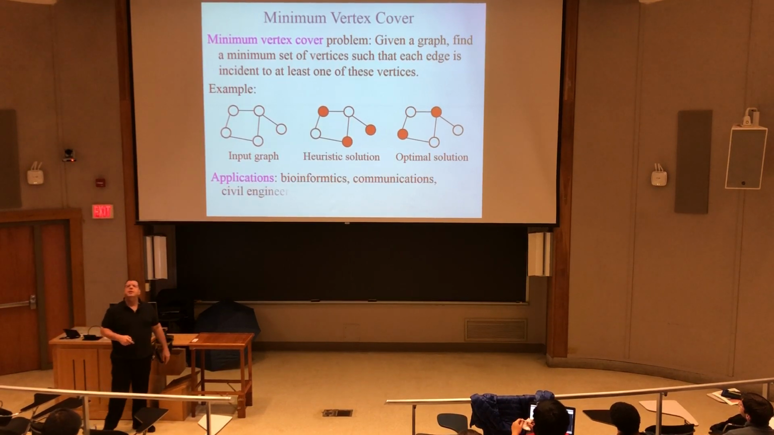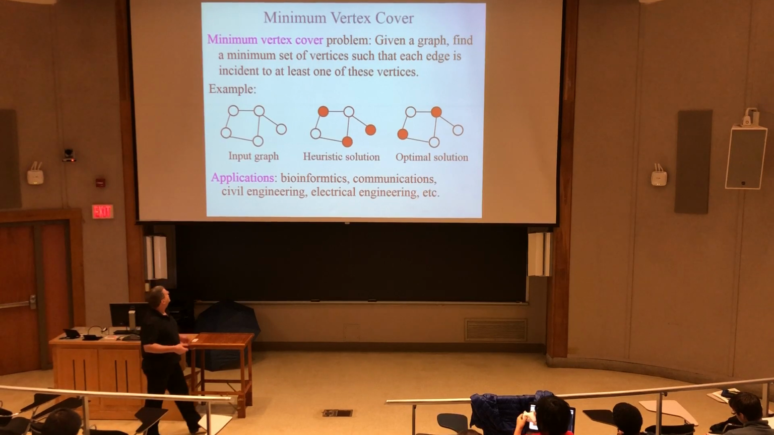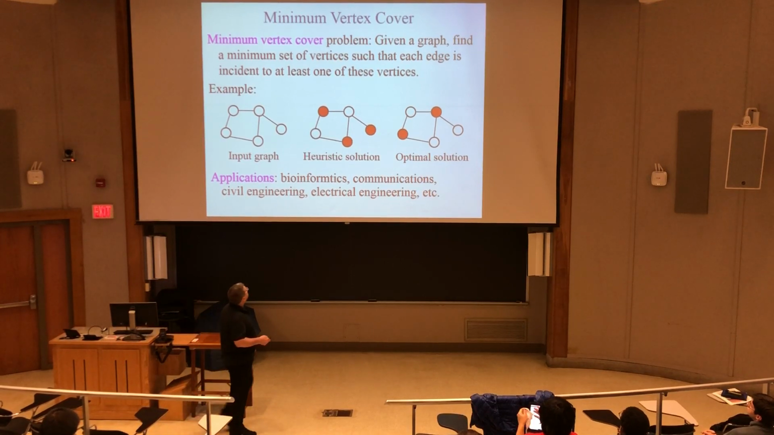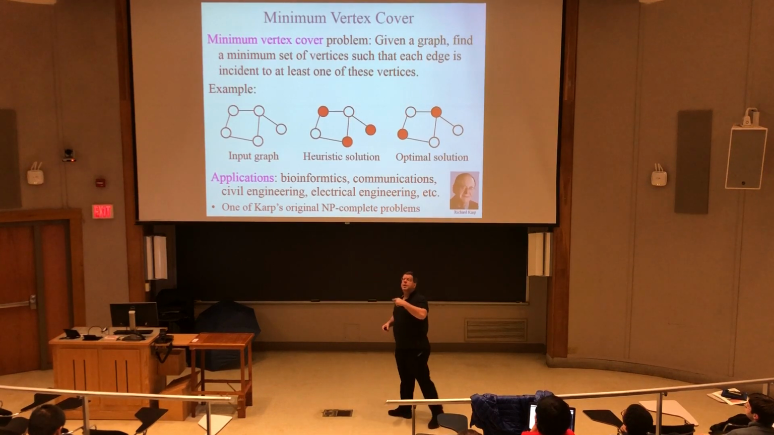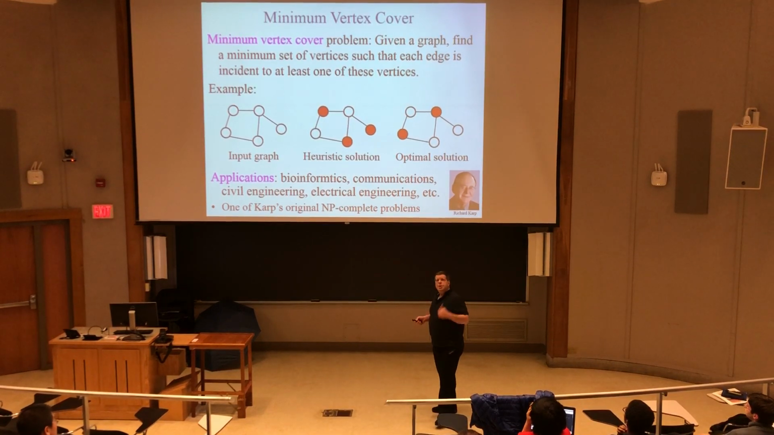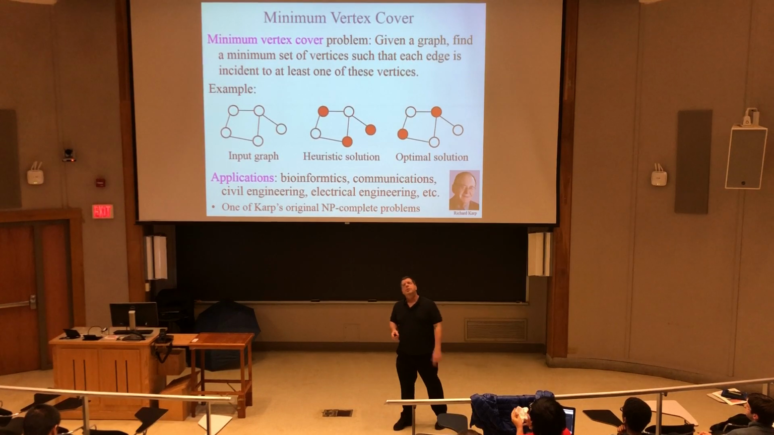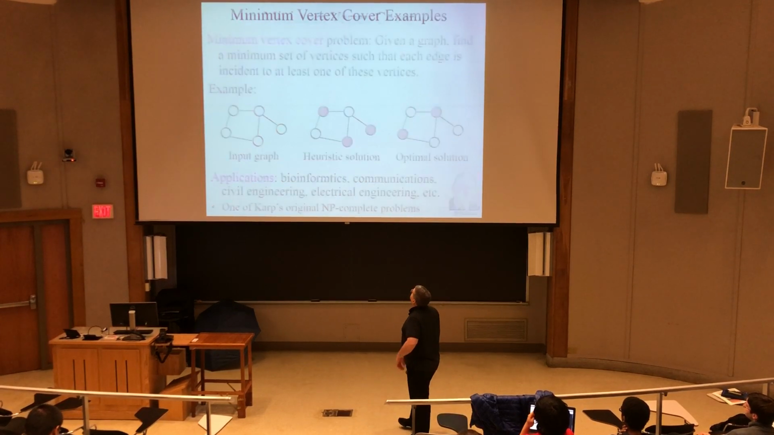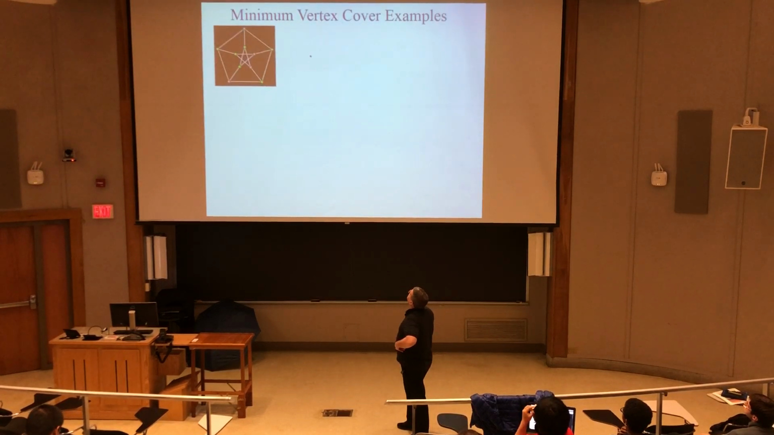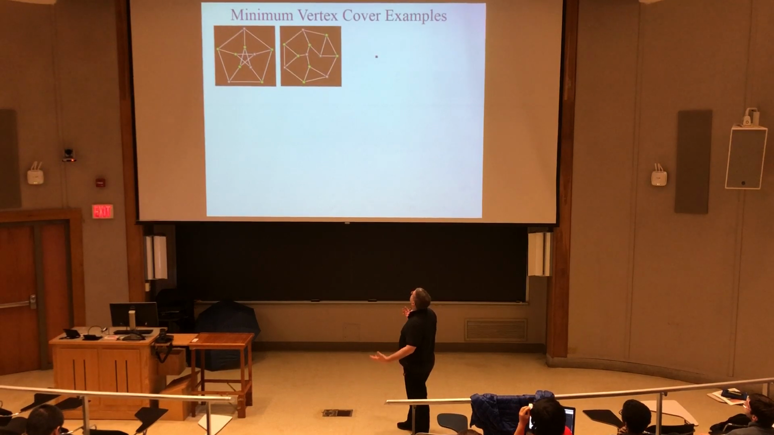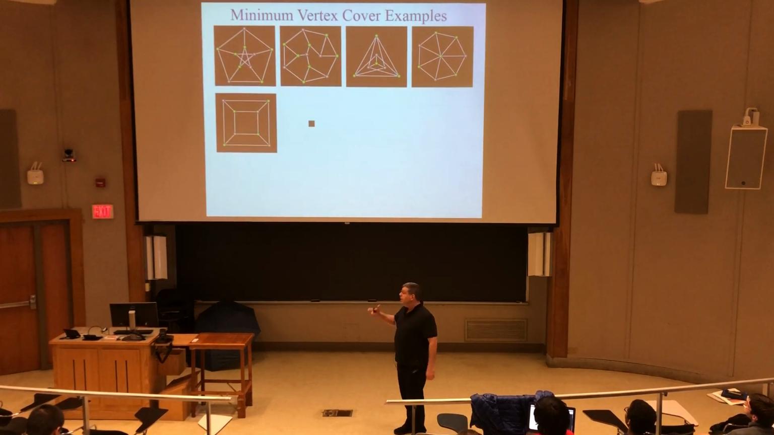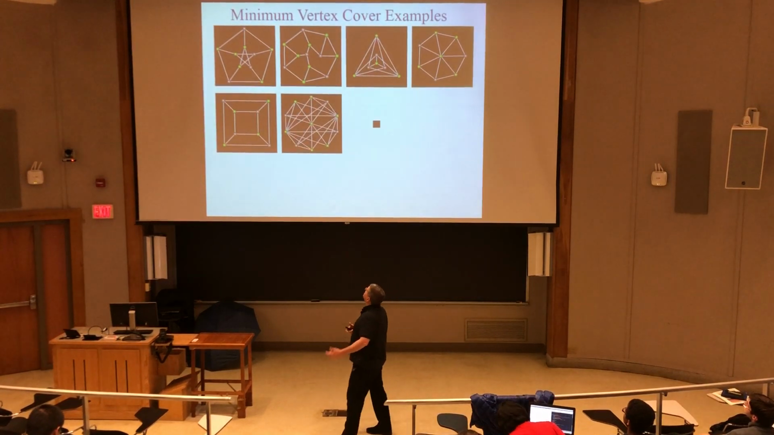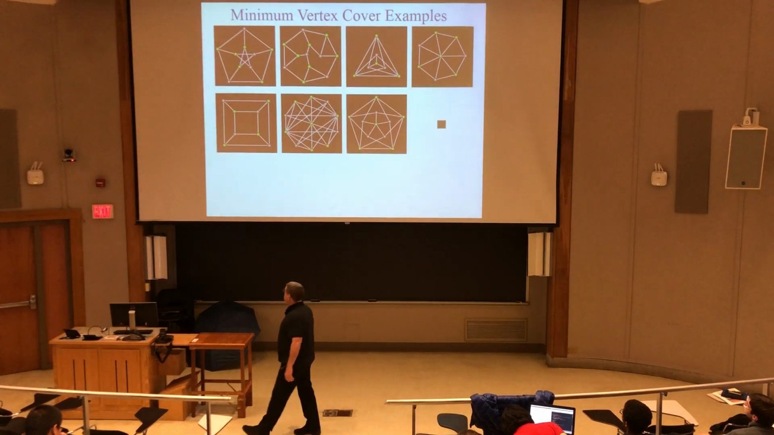Lots of applications of this in communication network design and EE and civil engineering and bioinformatics and genomics and so on. And this is also one of Karp's original 21 problems that he showed as NP-complete in that paper that we talked about a couple of lectures ago. Okay, so you might ask, why is this so hard intuitively? Well, if the graphs get complicated, it's hard to see which nodes you should select in order to touch all the edges and whether there's a better solution than what you have in your hands right now.